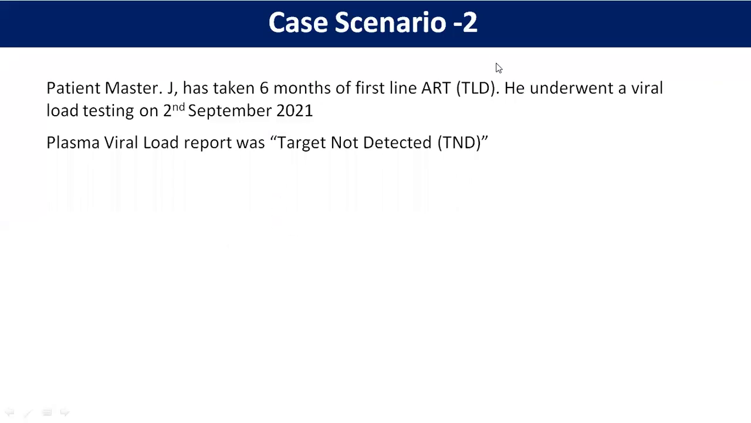So there is another case. A 6 months first line ART patient J has taken 6 months of ART, like a TLD. He underwent viral load testing, taken September 2021. After 6 months, the plasma viral load report was target not detected. That means he has responded. Okay, let's see what happened thereafter.